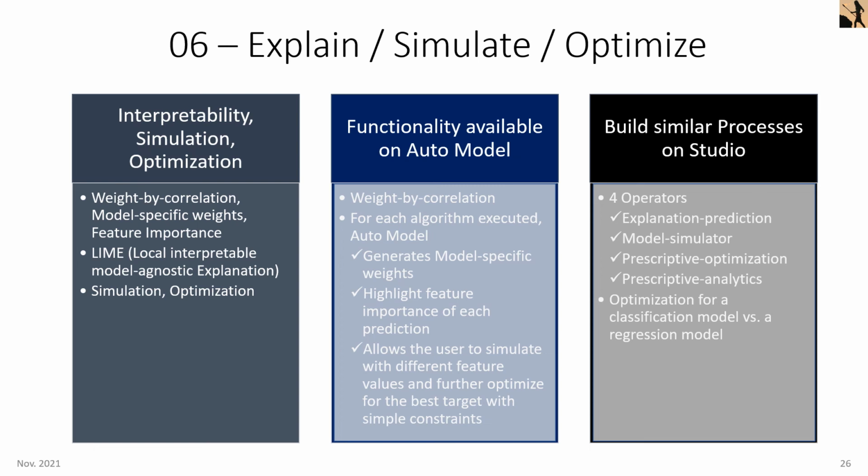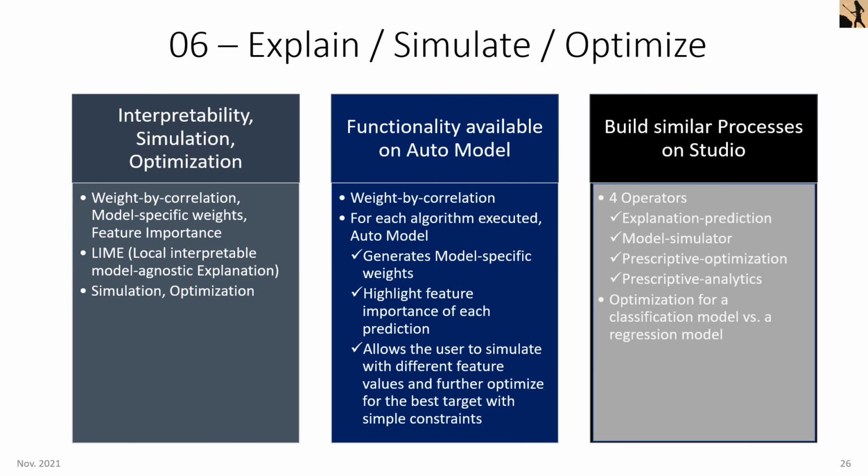And we can interpret the prediction behavior, and we can simulate the model with changes of attribute values. And lastly, we can optimize the attribute values for best predictions. This prediction can be higher classification confidence or better regression results.